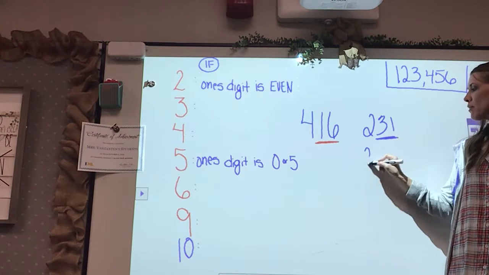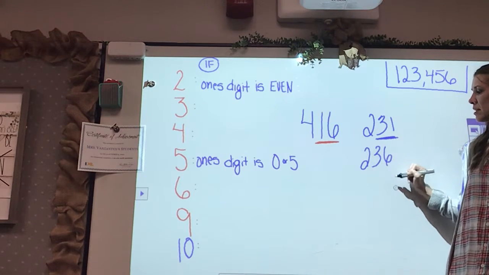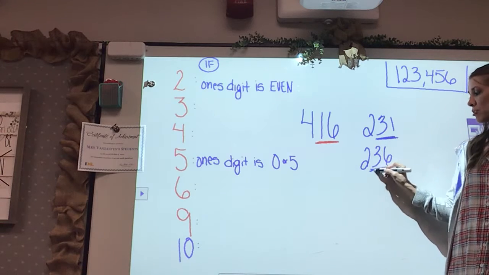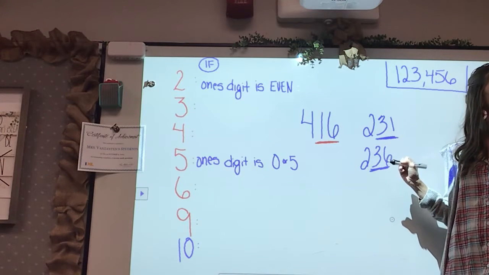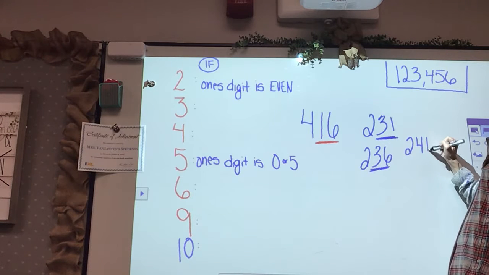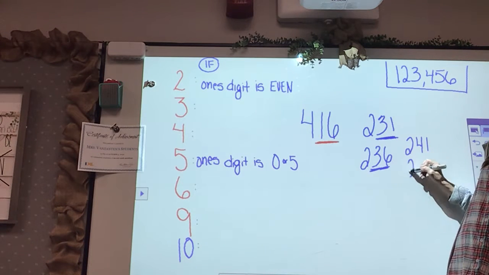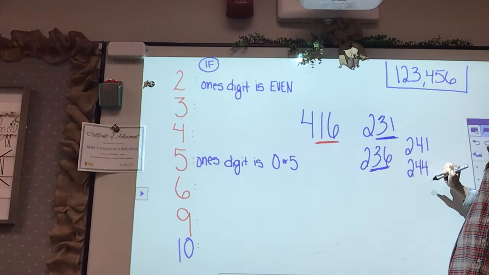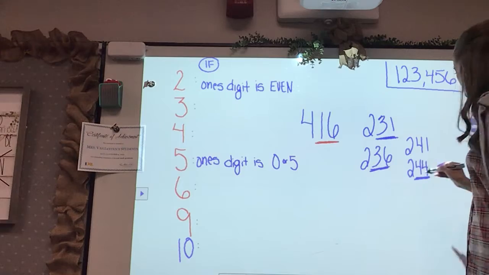No. But now what if we did this? Yes, because 36 is divisible by 4. Yes? Let's try one more. 241. No. How about 244? Yes, because this is evenly divided by 4.